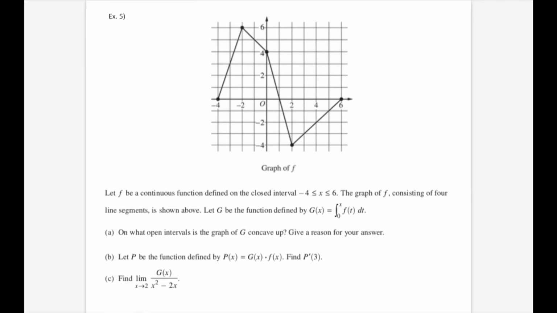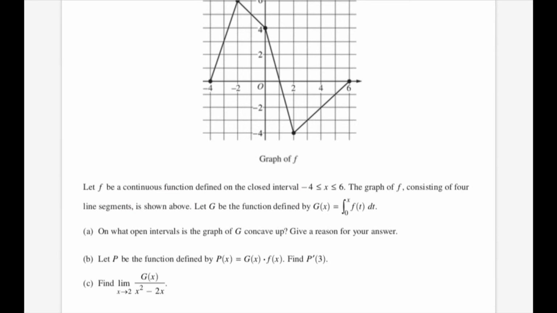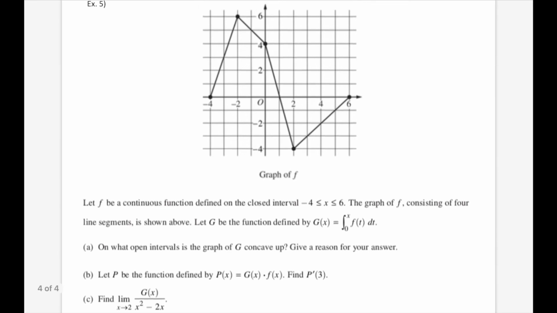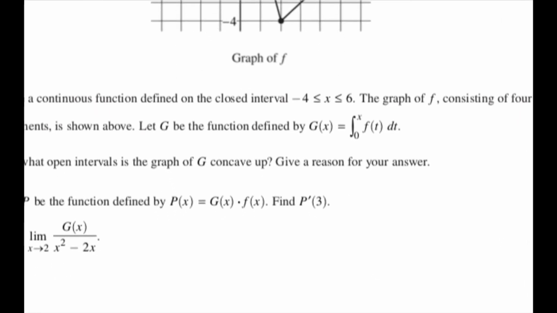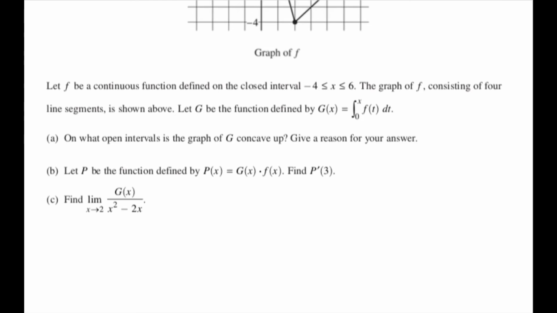So here we've got this graph of some function f. It is a continuous function on this closed interval from -4 to 6. The graph of f consists of 4 line segments as shown. We could write a piecewise function for that, but I don't care. g is the function defined as the integral from 0 to x of f of t dt. First, on what open intervals is the graph of g concave up?